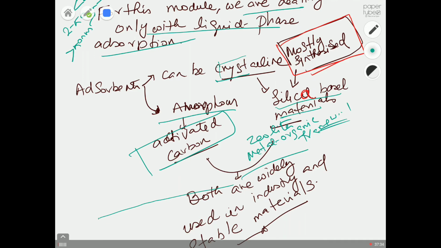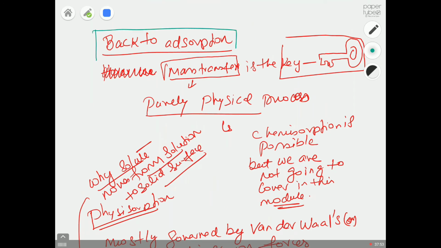So at the moment industries use activated carbon and silica based materials. They are both highly stable to water and also to temperature. So keep those things in mind. I might ask some objective type questions in the exam. And okay, let's come back to the topic of adsorption.